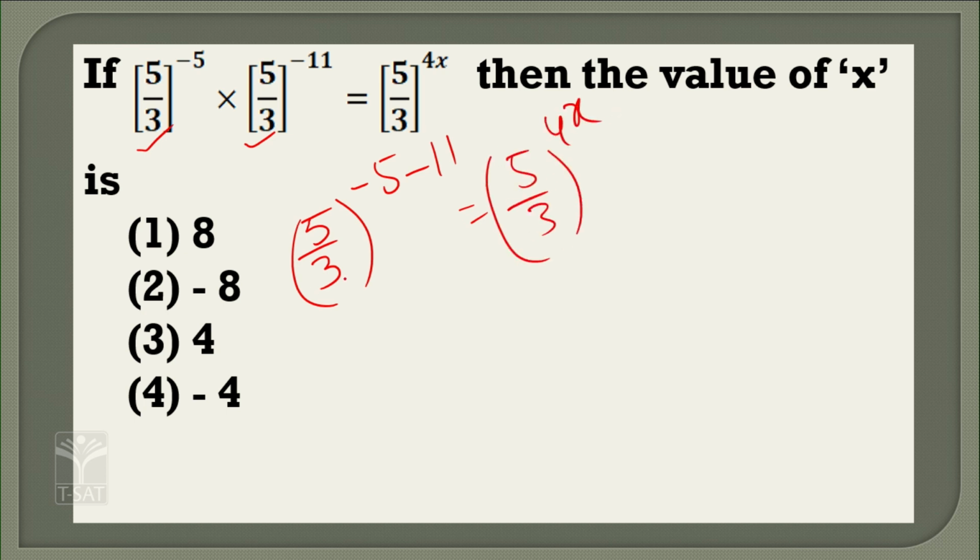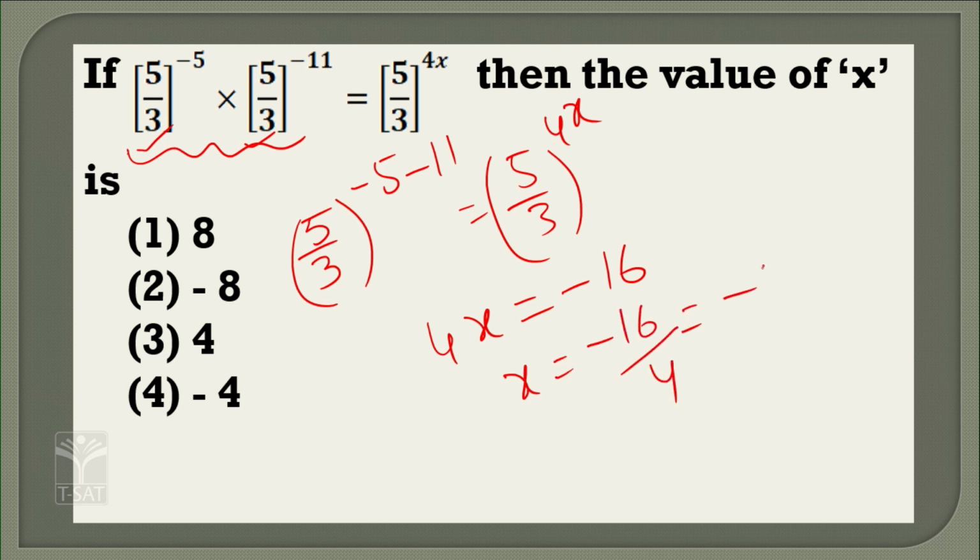Now clearly you can see the bases are equal. Why are we simplifying? Both sides should have only one term, then only you can equate the powers. So 4x is equal to minus 11 minus 5, which is minus 16. So x is minus 16 upon 4, that is minus 4.